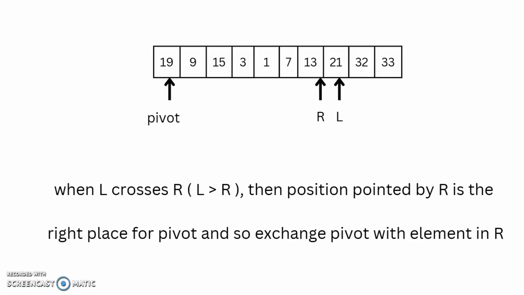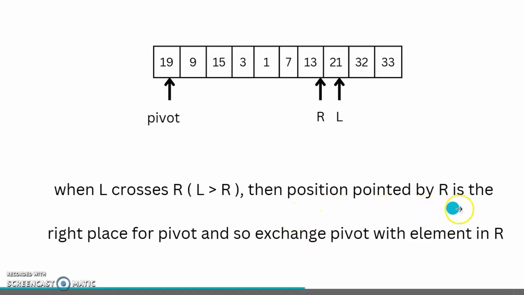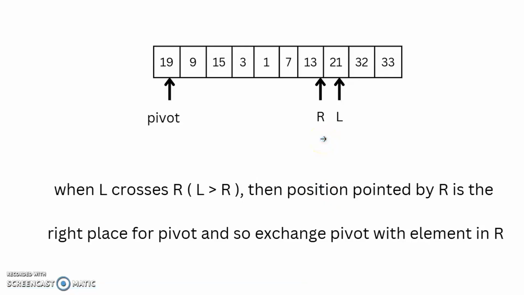If that is so, we can conclude that the position pointed by R is the right place for pivot, and so exchange the pivot with the element in R. That means the position pointed by R is the right place for 19. So 19 will be placed in place of 13, and 13 will be placed in place of 19. So 13 will come to the first place and 19 will be placed in this place.